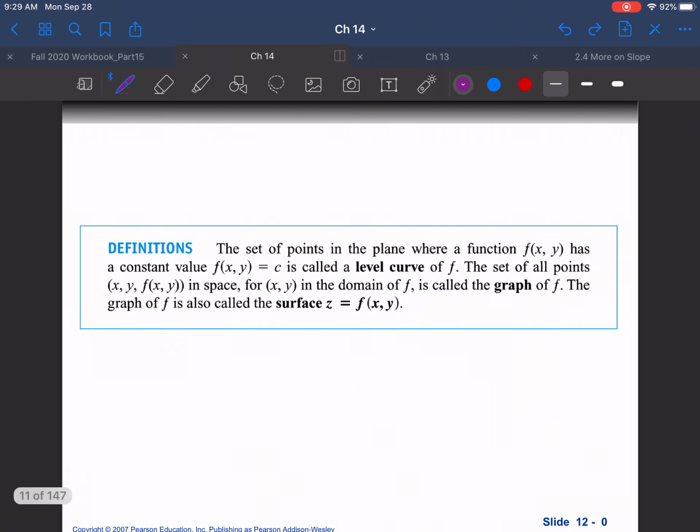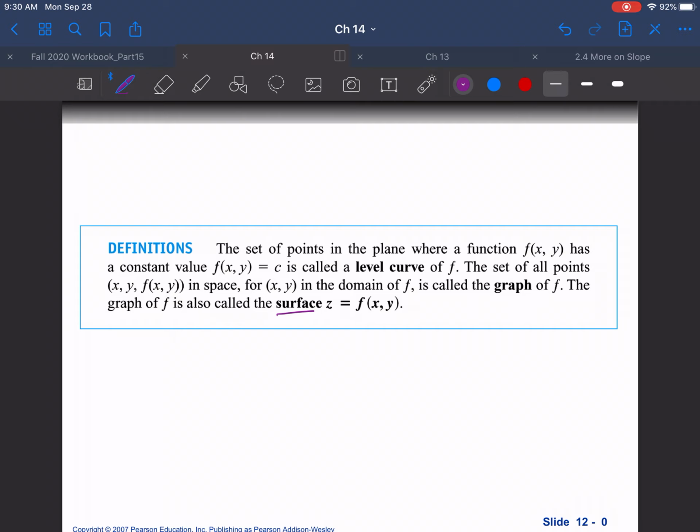All right? Another definition. The set of points in the plane where a function f of x, y has a constant value, f of x, y equals c, is called a level curve. And I'll show you in some pictures in a second what exactly that means. The set of all points x, y, and then the actual output of the function in the space of the domain is called the graph itself. The graph of f is also called the surface. So z equals f of x, y, which is what we were looking at in the last chapter, or was it chapter 4? Anyway, we were looking at curves.